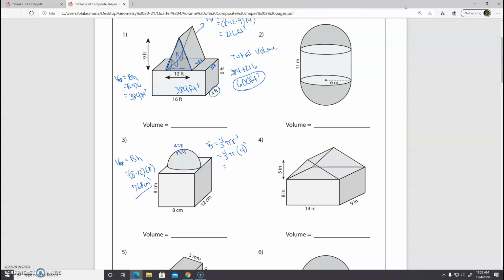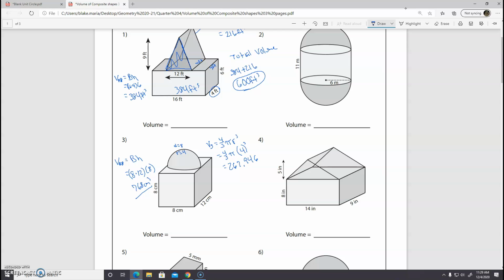All right, and it does say round, so I'm going to go ahead and type this in my calculator just the way it is. So I've typed 4 divided by 3 times pi, so times 3.14, and times 4 cubed, so times 4 times 4 times 4. And I got 267.94667. While that's in my calculator, don't round this yet. While it's in your calculator, go ahead and say half.